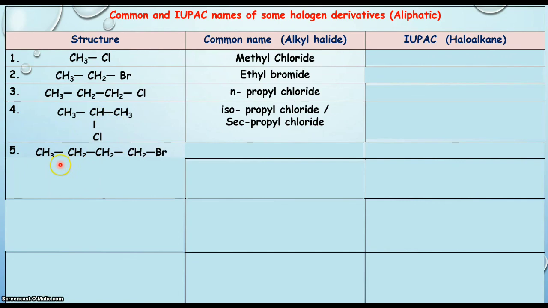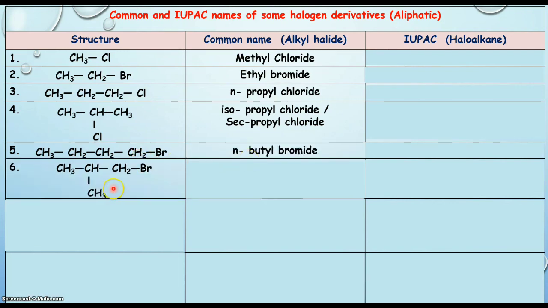Next example, this is very easy. Straight chain of 4 carbon atoms, that's why N-butyl bromide. Now for this example, you can observe here, as this one methyl group is bonded to the next to end carbon atom of the continuous chain, so we are using prefix iso and the total number of carbon atoms is 4. So it is isobutyl bromide.